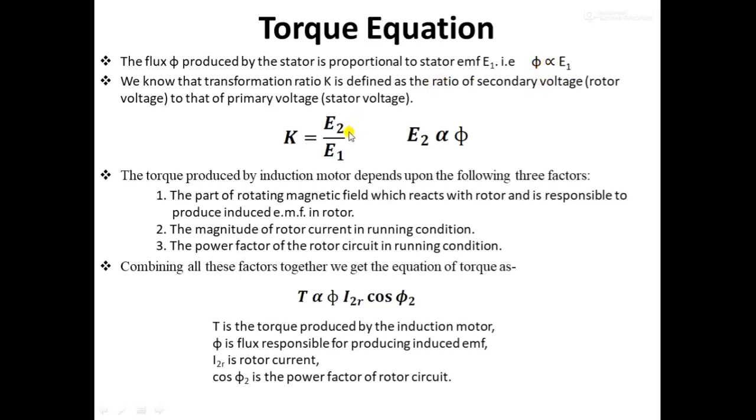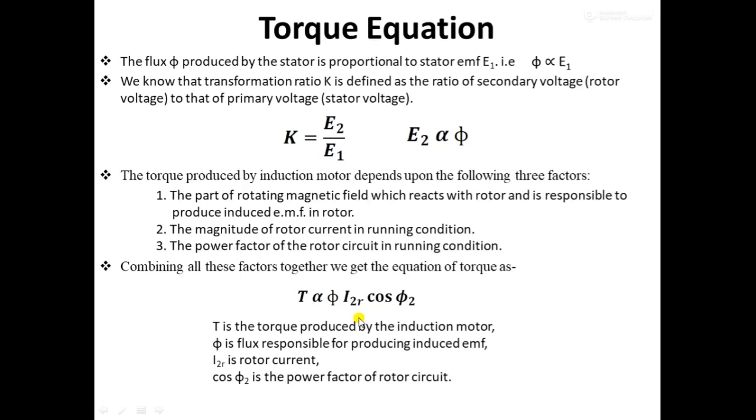Since from this relation we can easily write that E2 is equal to K E1, we can very well say that E2 is also directly proportional to the magnetic flux. Just keep this proportionality relation in your mind because this is very important for the derivation of the torque equation developed.